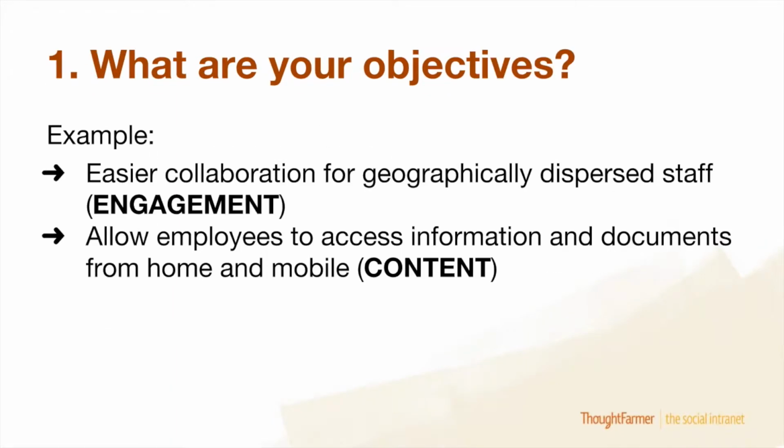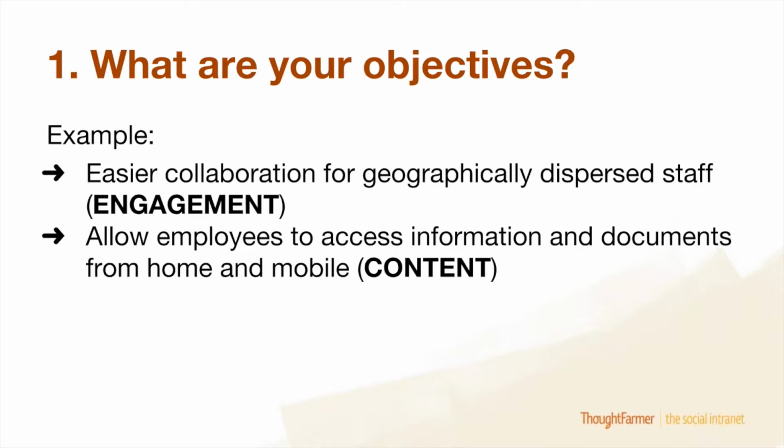The first question, what are your objectives? What are the goals or objectives that your team has set for this new intranet? What are the things that you wanted to achieve? You can see 2 examples here. The first one, maybe you want to make it easier for staff in different locations to collaborate. So this is an objective that's tied to engagement. The second example, maybe your objective is to allow staff to access information from home and from their mobile device. The theme of this objective is more around content. That was question number 1.